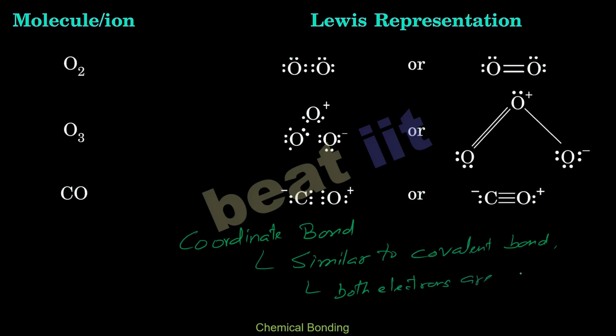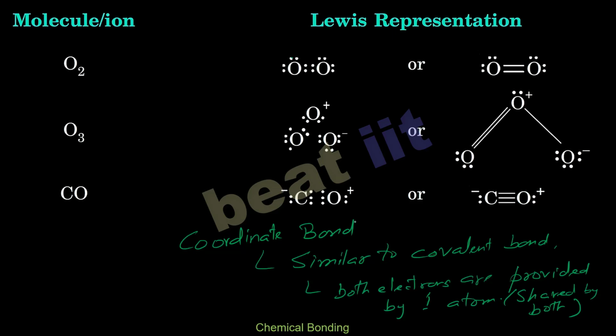are provided by one atom, shared by both. So 2 electrons are from one atom only, but shared by both. Try to understand how it happens.